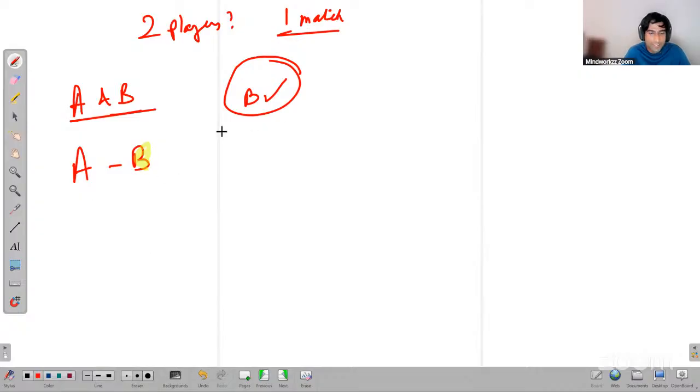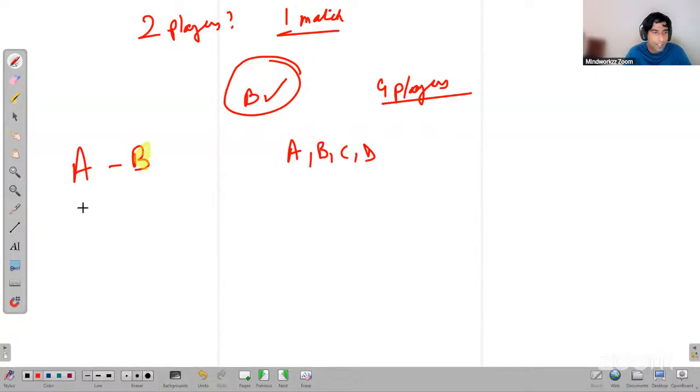Similarly, let's say I have a different scenario, and right now I'm going to take even players only. We'll come to odd players also and what happens. So let's say I take 4 players. Let's say I have A, B, C, and D, and I have A versus B as one of the matches, C versus D as my other match. Let's say B is winning here and D is winning here. So first round, this is what is happening.